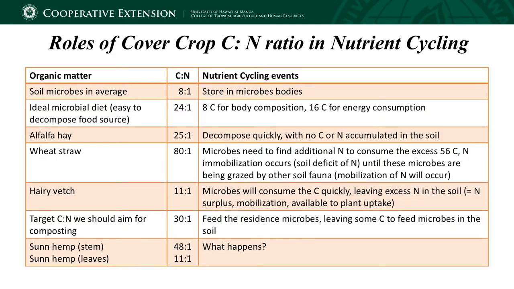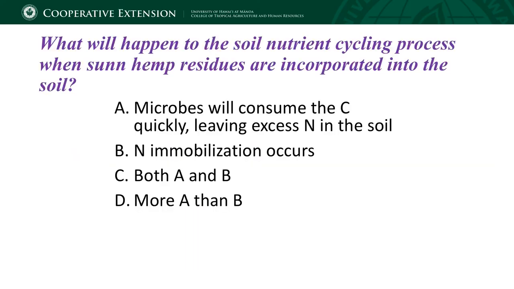A target C to N ratio that we want to aim for is 30 to 1. This will feed the resident microbes with a 24 to 1 C:N ratio and leave additional carbon to feed the microbes in the soil and slowly build up soil organic matter. So what will happen if sunn hemp stem tissue has a 48 to 1 ratio and the leaf tissue has 11 to 1? This leads to my question for you.